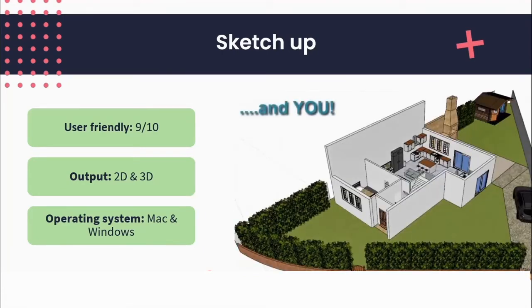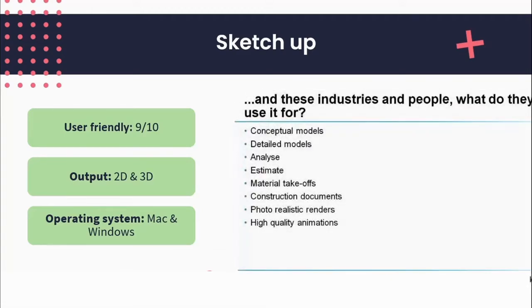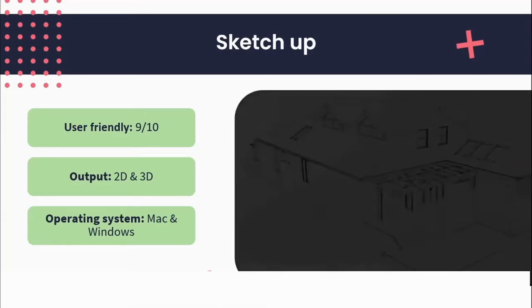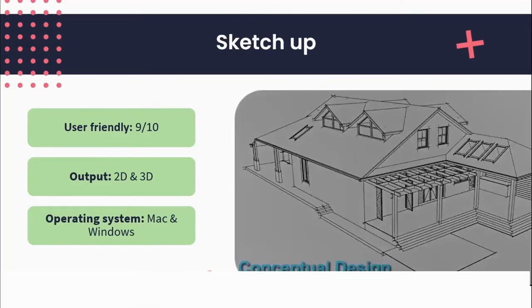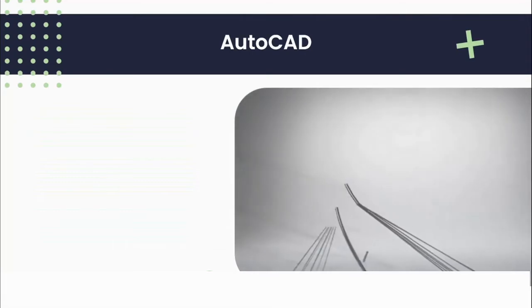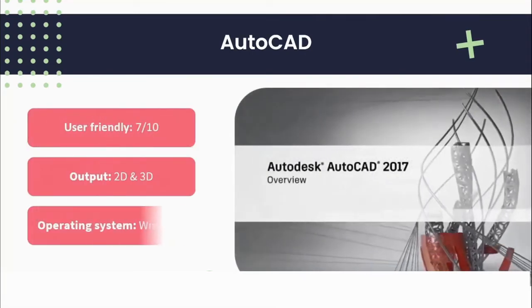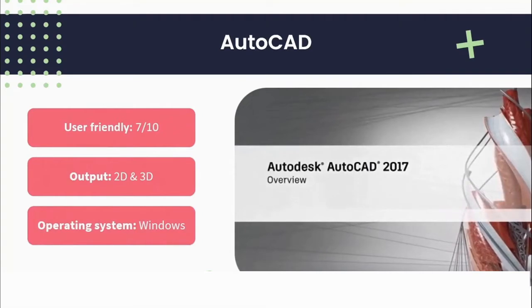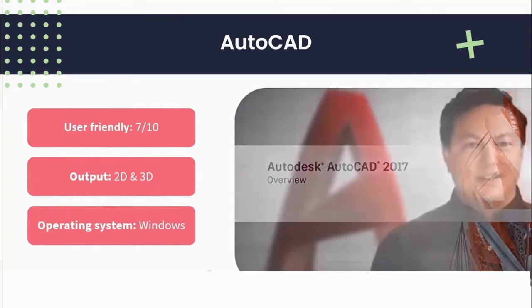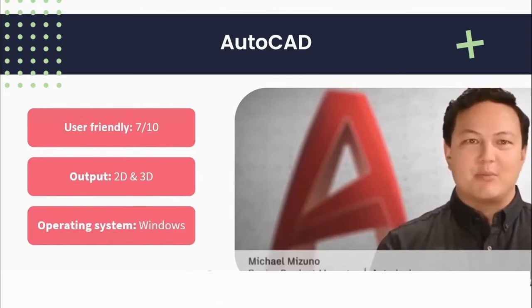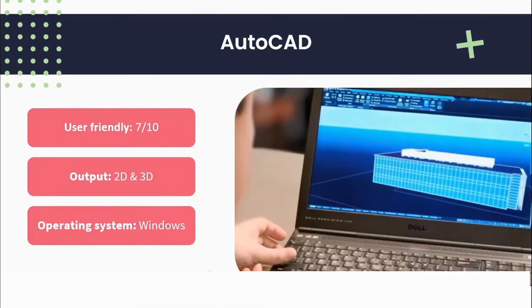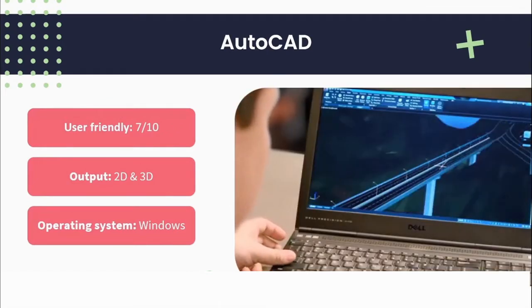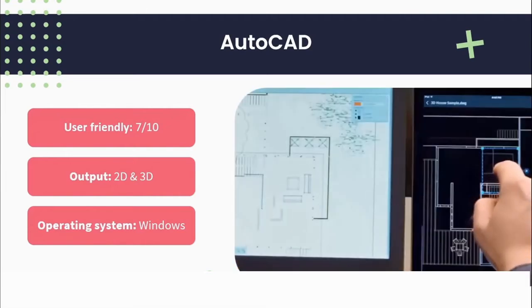SketchUp Pro costs $299 a year, approximately, and comes with a 30-day free trial version. Users can also play around with the free SketchUp version at no cost as it is web-based. Next, we have AutoCAD. AutoCAD is a commercial computer-aided design and drafting software application. It's developed and marketed by the company called Autodesk. AutoCAD is capable of producing any technical drawing, no matter how complicated, in the hands of a skilled operator.